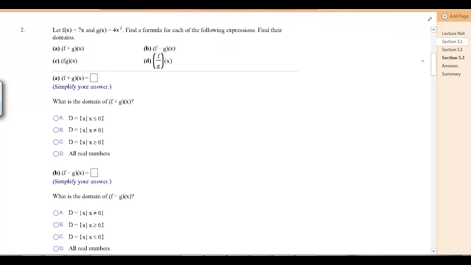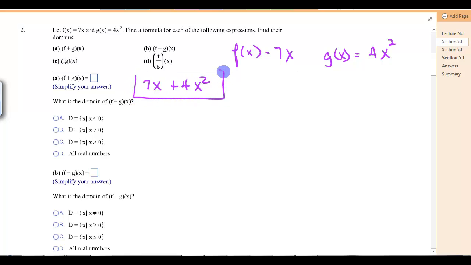All right, number 2. We've got two functions, and we're going to be doing the operations on these and finding their domains. So here we've got, I'm going to write them over here. f of x is 7x, and g of x is 4x squared. So f plus g, that means we're just going to add these two. So we have 7x plus 4x squared. That's going to go in our box.